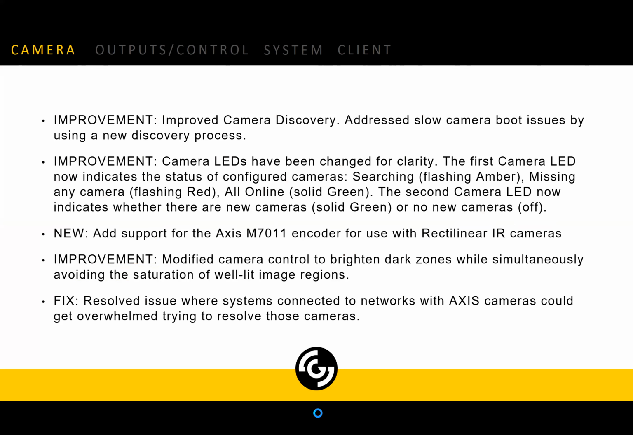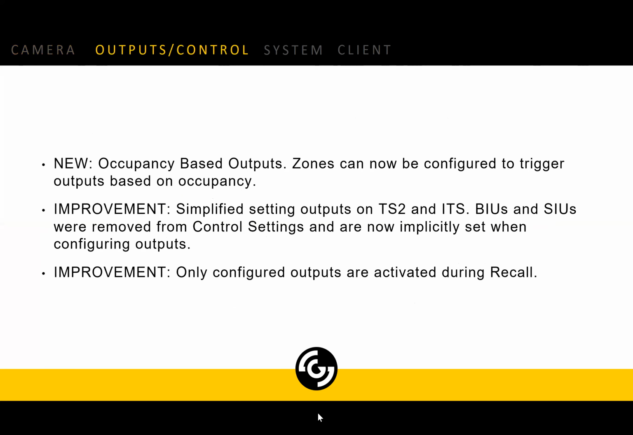So that's what's changed with the camera LEDs. The new process we have for finding cameras is, we hope, both faster and going to be easier to understand. So that's the major things that have changed with cameras. The other major thing that we changed was the way we do outputs and controls. One of the things that was requested was that we be able to do a specific output based on the number of vehicles that are in a zone. So that's what we're calling occupancy-based outputs. So now you can configure your zone to include a particular output that only gets set when 3 or more cars, or 4 or more, up to 6 cars are in the zone.